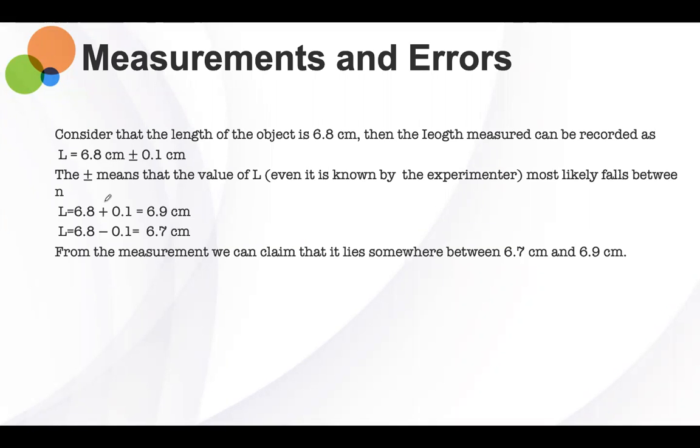Plus and minus means that the value of L, even if it is known by the experimenter, most likely falls between 6.9 and 6.7. So 6.8, we know that it's 6.8. We look at it again, we read it again, and we ask somebody else to come and look at this measurement. We know that it's 6.8, but we have to place an uncertainty. All right.